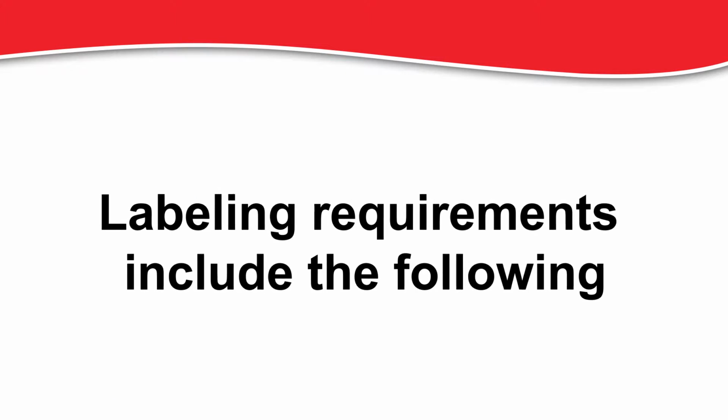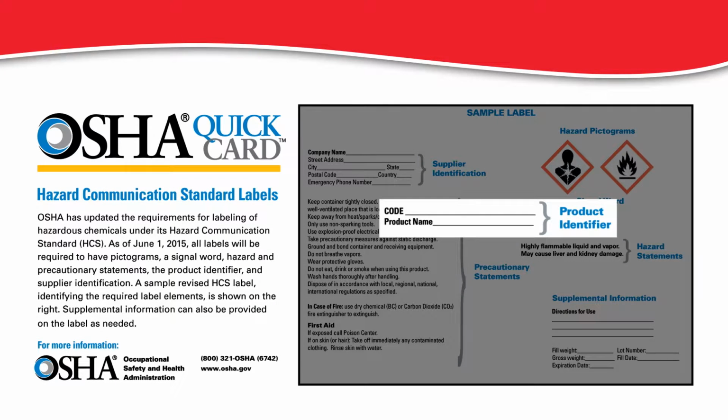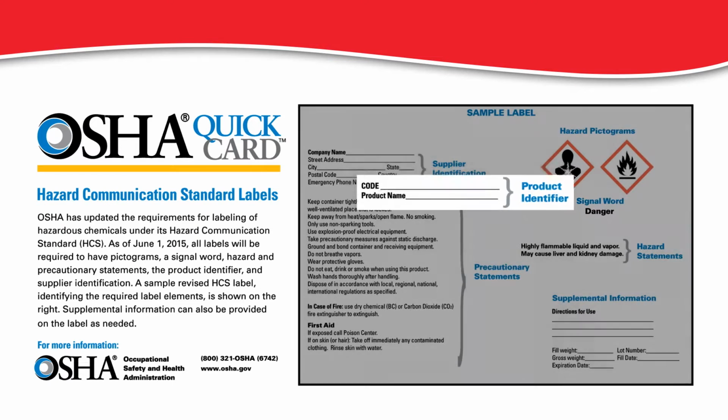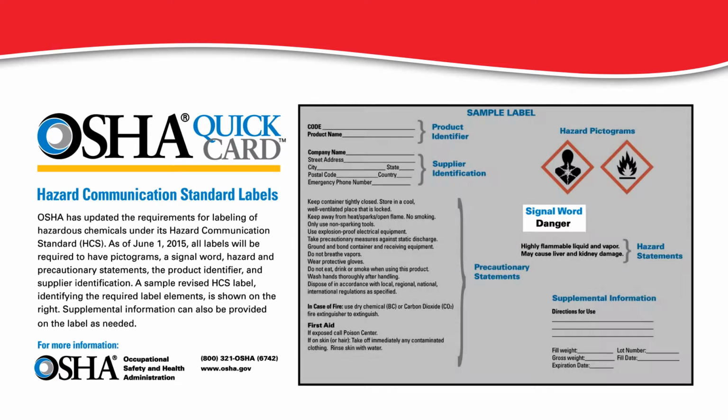Labeling requirements include the following. Product identifier is the name or number used for a hazardous product on a label or in the SDS. Signal words will be used to emphasize hazards and indicate the relative level of severity of the hazard, assigned to a GHS hazard class and category. Only one signal word should be used on a label: danger, severe, or warning, less severe. Some lower-level hazard categories do not use signal words.